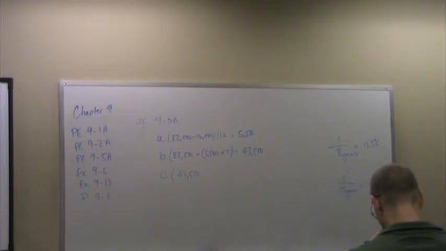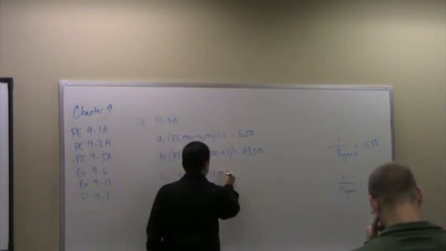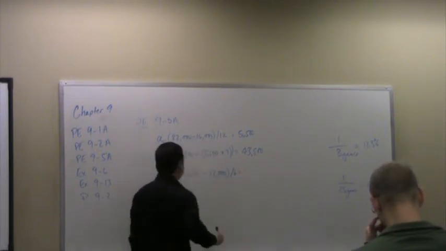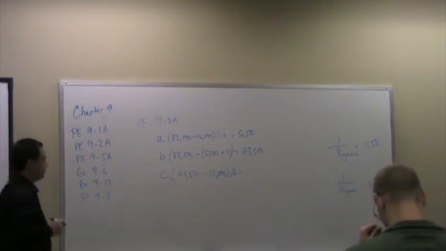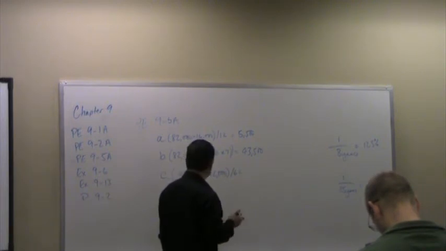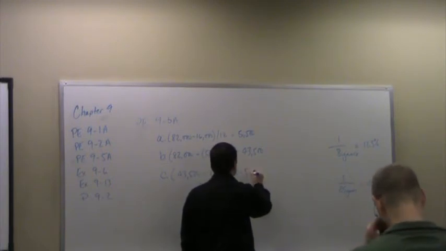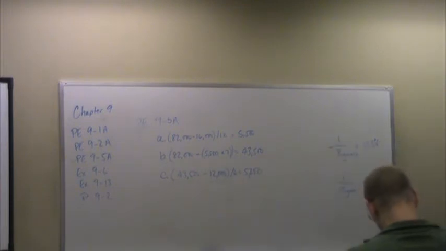Then it says the estimated residual value is 12,000. So we need to take 12,000 away from this. And then we have 6 years left, right? Okay. So that's how you do it. That looks like 31.5 divided by 6, which is 5,250. All right. That's good.